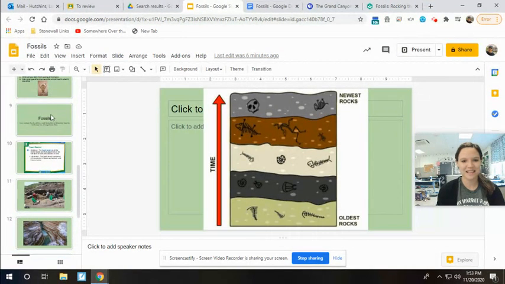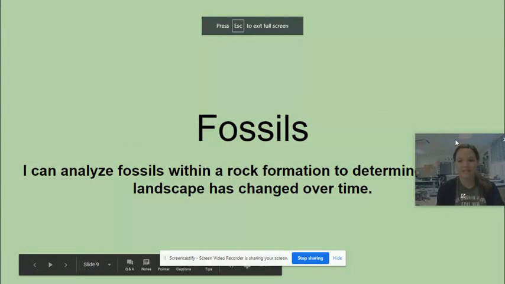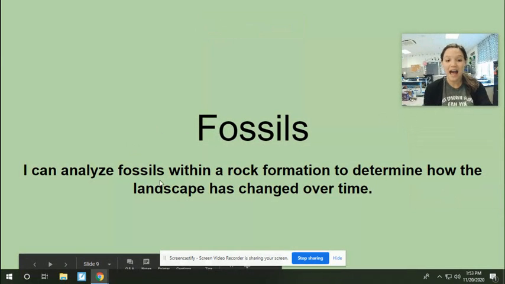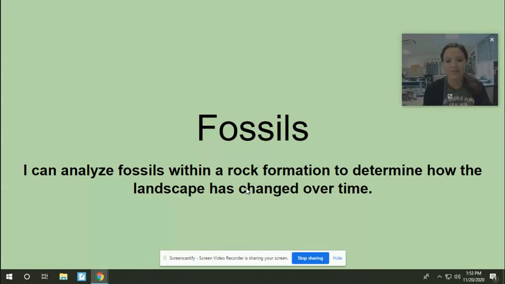All right. So with that being said, we're going to talk about some fossils still. We're still working on this same standard that says I can analyze fossils within a rock formation to determine how landscape has changed over time. So we're looking at how the landscape has changed over time, and we're looking at those fossils to see how animals might have changed over time.